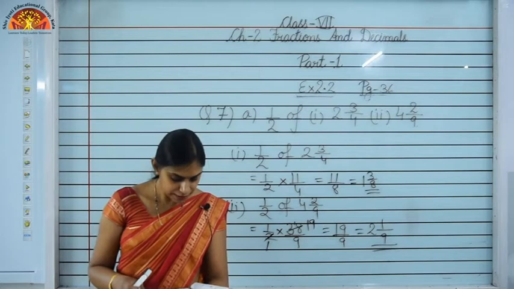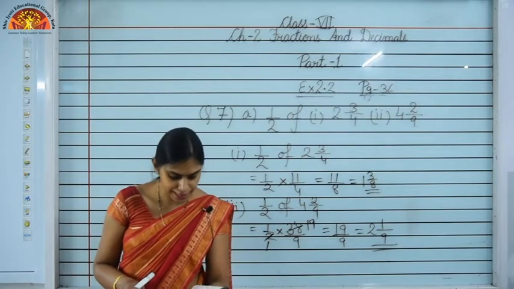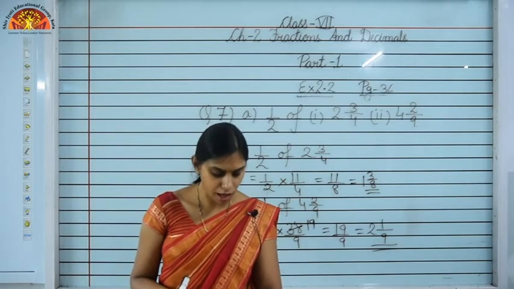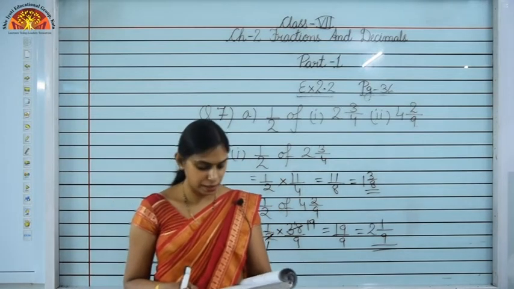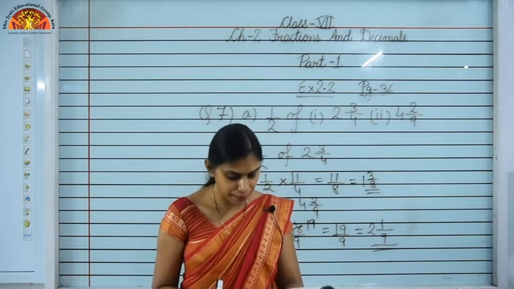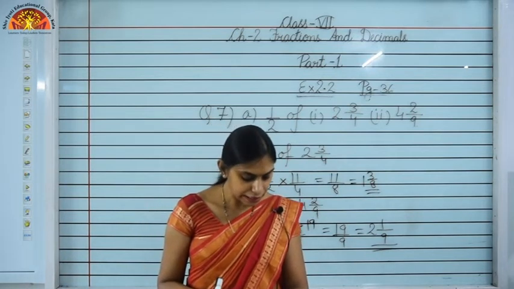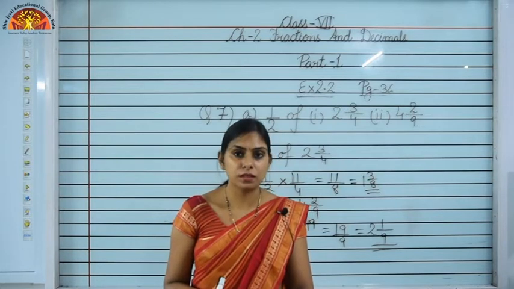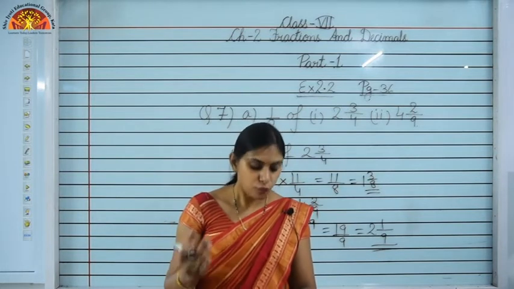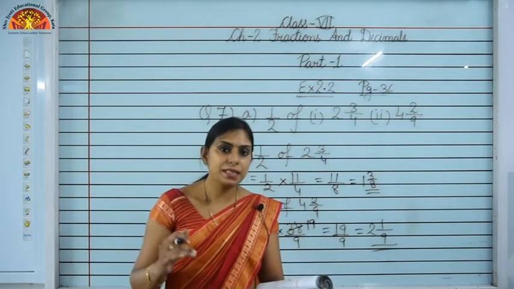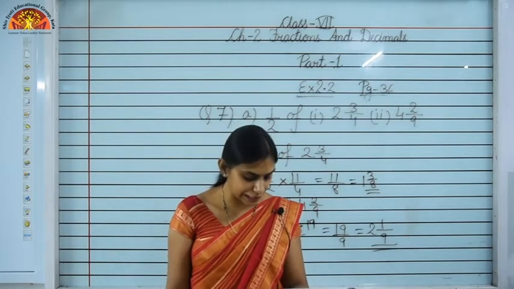Now children, just see question number 8 of this exercise. Just go through the question. Vidya and Pratap went for a picnic. Their mother gave them a water bottle that contained 5 liters of water. That means the capacity of the water bottle is 5 liters.